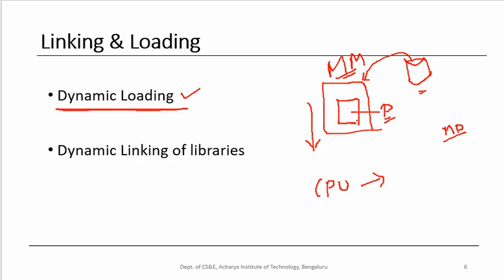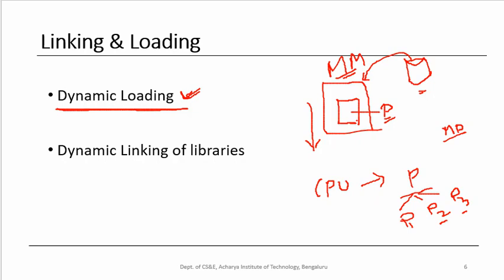So with this dynamic loading mechanism, we are dividing the program into parts, and we only bring part of the program into the main memory, and only when required are the remaining parts brought into the main memory. This is called dynamic loading.